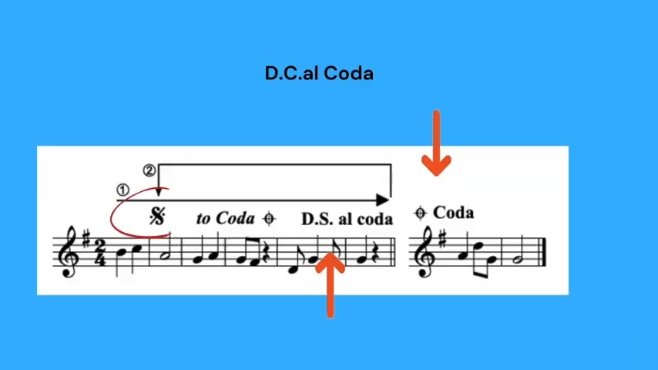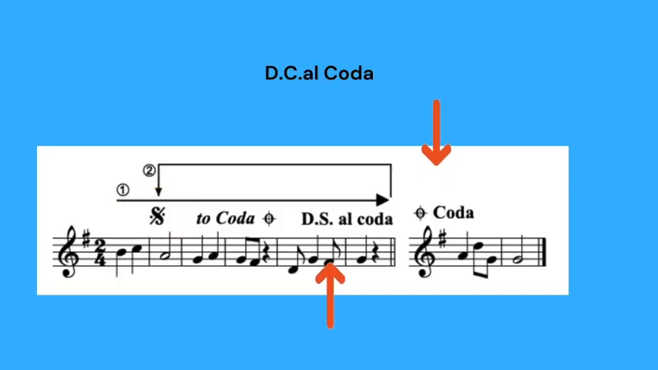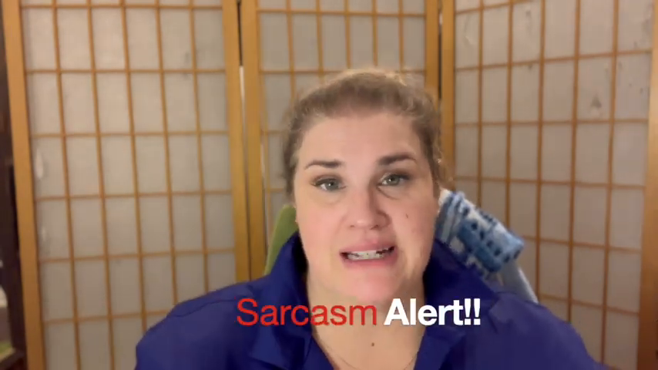Then we have a dal segno al coda, which is you repeat back to the special sign, and you can see the sign. It's usually a little S with a slash through it and 2 dots. And al coda means that after repeating back, you play to the coda, which is legitimately marked with the word coda. Not complicated at all.